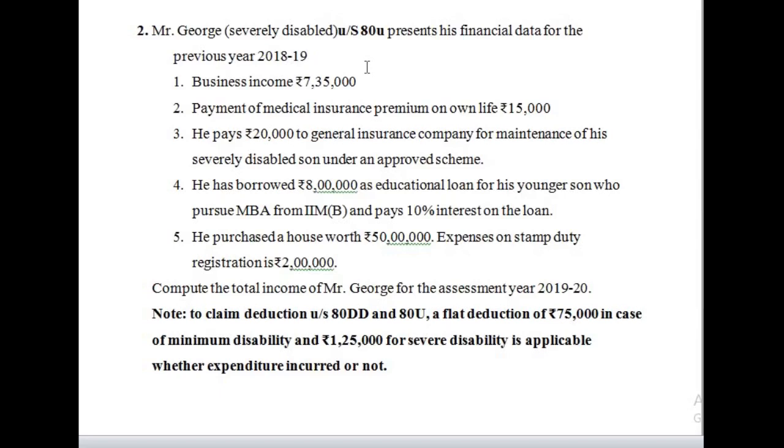That is, if the disability is 40 to 80%, 75,000. If the disability is more than 80%, it will be 1,25,000. So here under section 80U, the assessee can claim 1,25,000 as deduction. That should be taken. So it is most important in the case of 80D categories. Next, business income rupees 7,35,000. It is a kind of income from business. It should be taken for the purpose of calculation of gross total income.